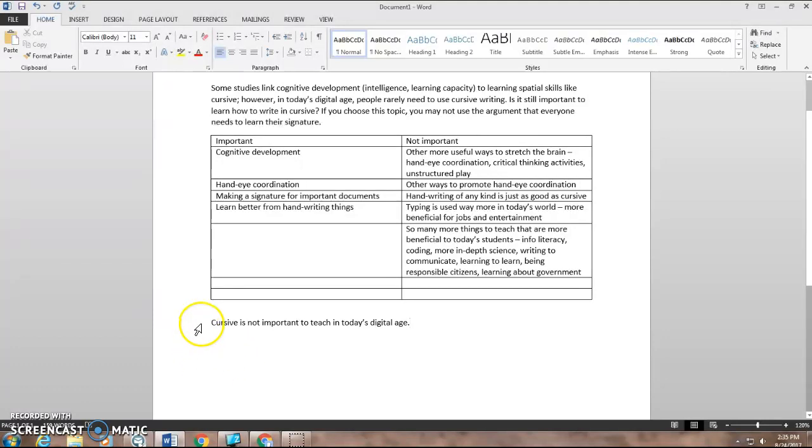Okay, so I know what side I'm on, but this is huge, obviously, because I've got all these things that are not important. I could write a whole book on why cursive is not important, and I've only got 3.5 pages. So if I were to stay at cursive is not important to teach in today's digital age, I'd have a very superficial paper. I want you to have a really in-depth paper, so you can't stop here.